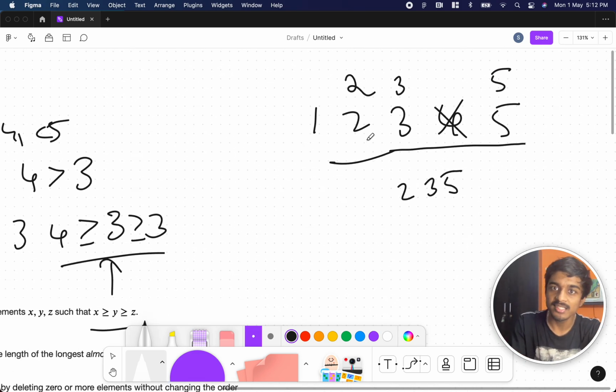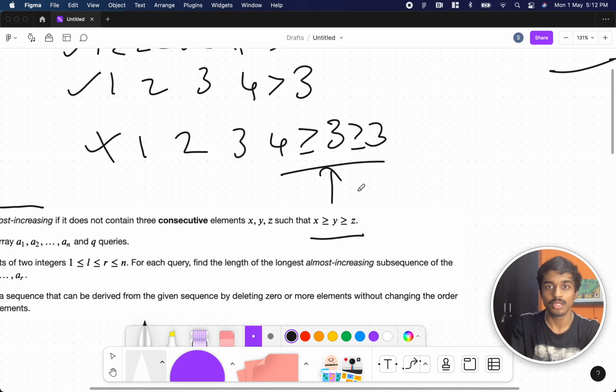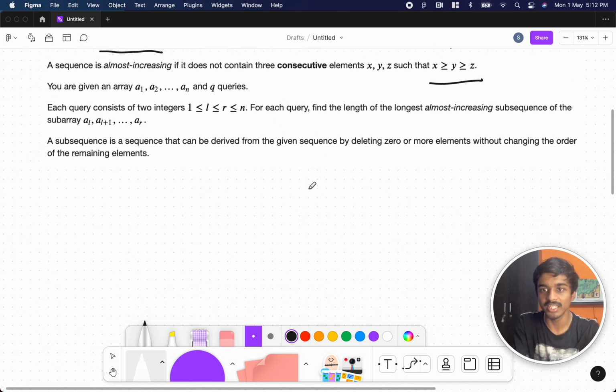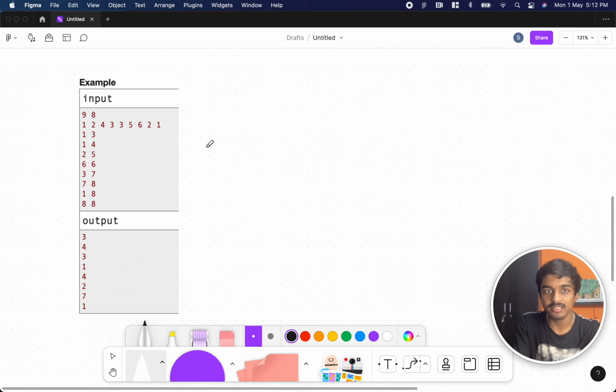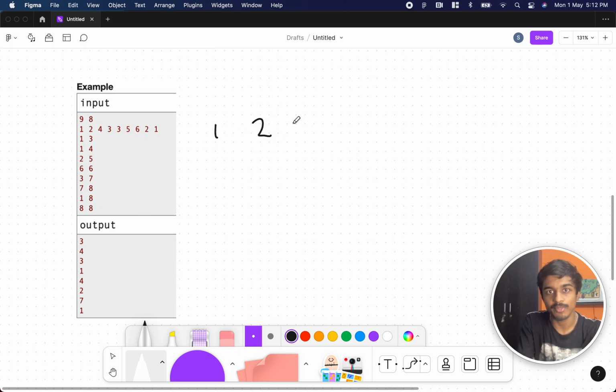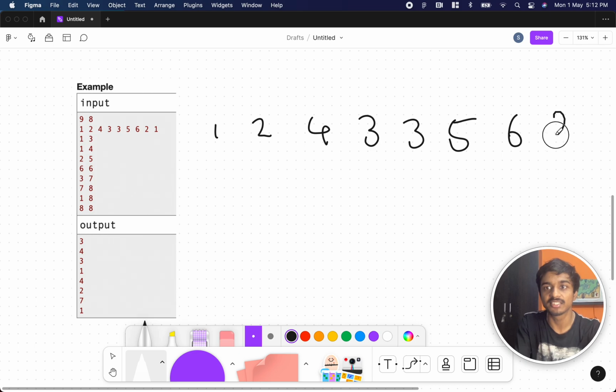So what they ask is, they will give you two numbers, and you have to find the longest almost increasing subsequence. After removing certain numbers, can you find the longest almost increasing subsequence? So here in this case, I can remove this. If I remove this, the longest almost increasing subsequence from 1 to the last number is 1, 2, 3, 4, 3. To understand this, let's quickly glance through this example, that is 1, 2, 4, 3, 3, 5, 6, 2, 1.